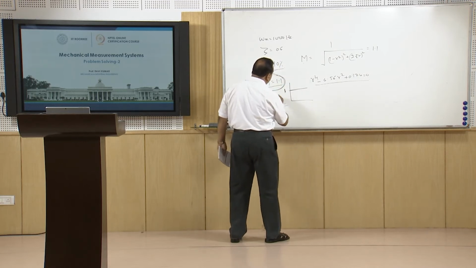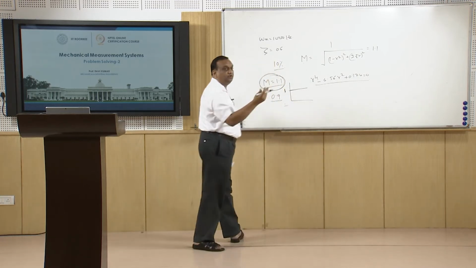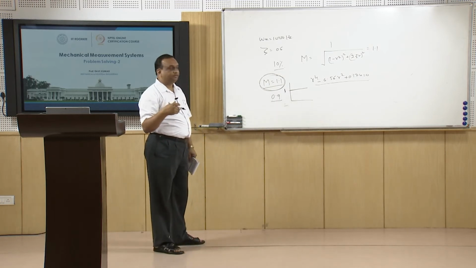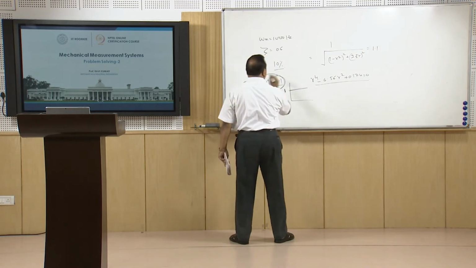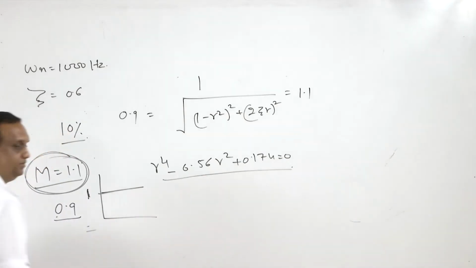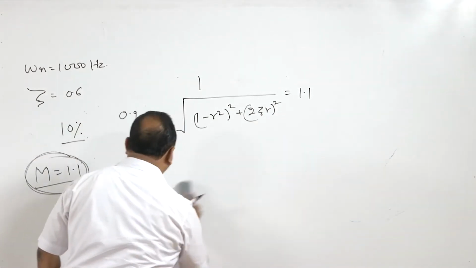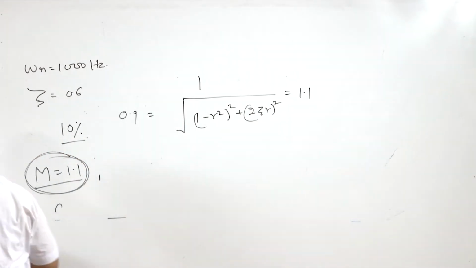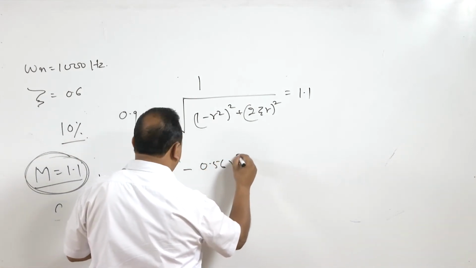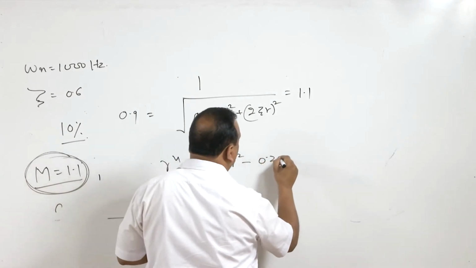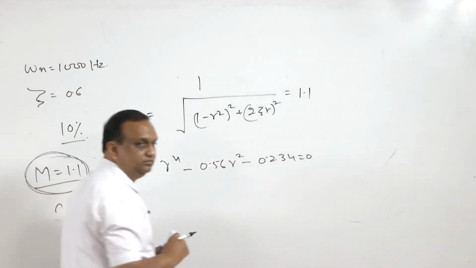So we should go for 0.9, because deviation can be on both sides, plus 10% or minus 10%. So here M we can put 0.9. Once we put M is equal to 0.9, we get another equation: r raised to power 4 minus 0.56 r square minus 0.234 is equal to 0.